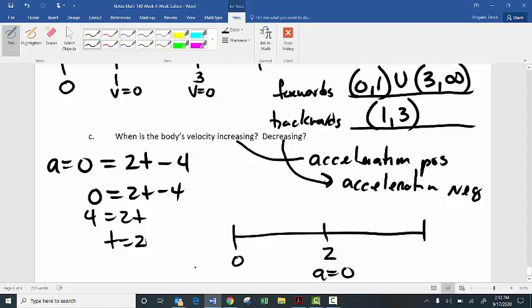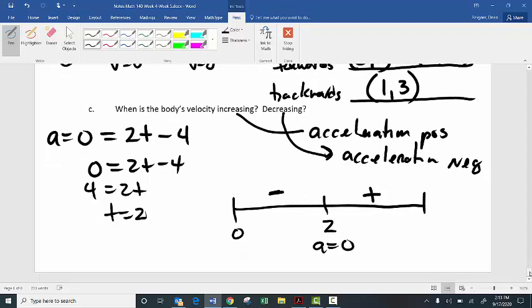So between 0 and, whatever, at 2 is where it's going to change because that's where it's 0, okay? So same thing, you put a number in between here like 1. So if you put a 1 in the acceleration function, you get 2 minus 4, which is a negative. If you put in 3 or 4 or whatever you want into the acceleration function, you can see 2 times 3 is 6 minus 4 is a positive number, okay? So that tells you where the velocity is increasing. Okay? So velocity increasing and velocity decreasing.